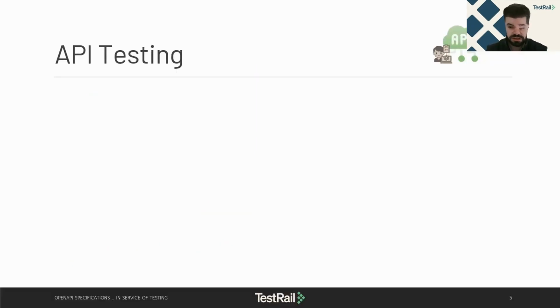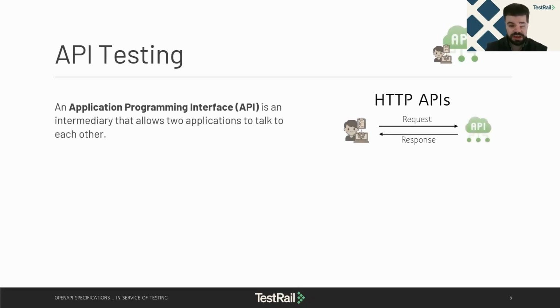So API testing, what is an API before anything? An API is an application programming interface, and it's an intermediary that allows two applications to talk to each other. You can have a client application and a server application, and you can talk to the server through requests and responses using their API.